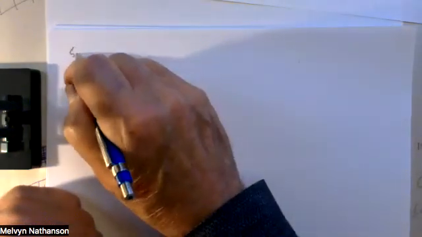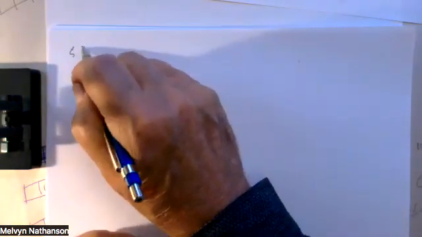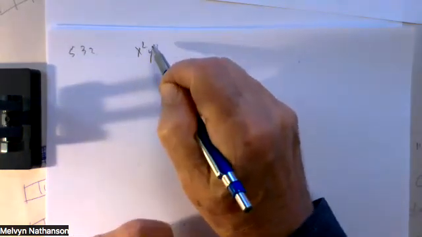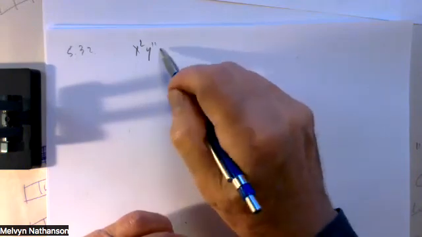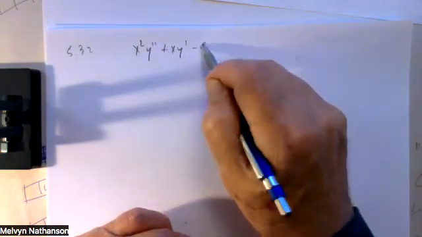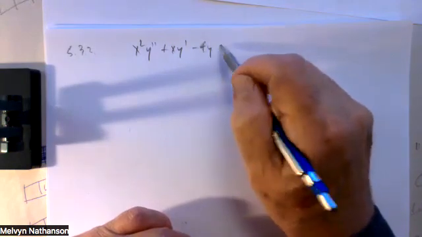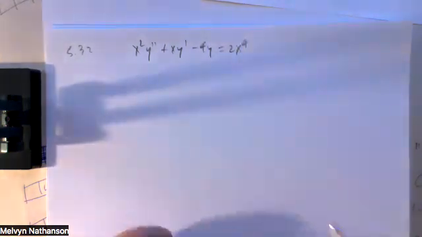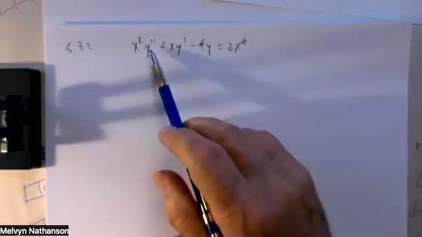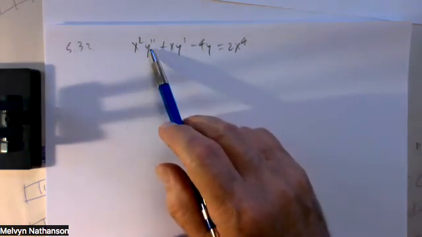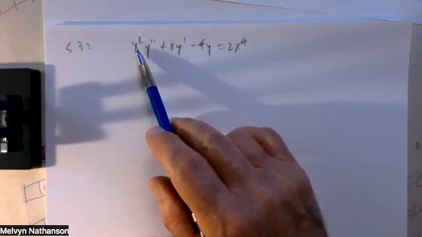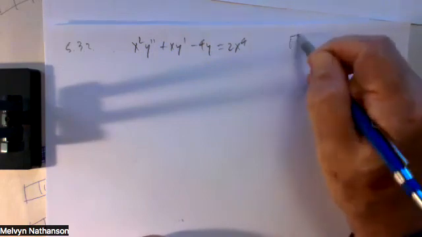This is example 5.3.3. X squared y double prime plus xy prime minus 4y equals 2x to the fourth. Now, this is not in the form that I like. I like to have the coefficient of y double prime be 1. So I want to divide by this x squared.